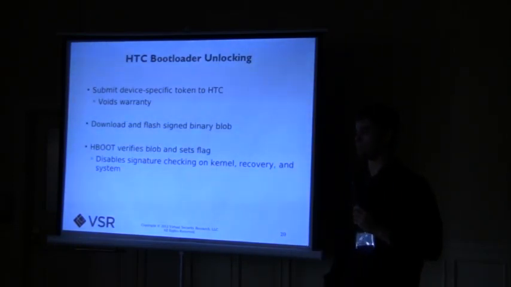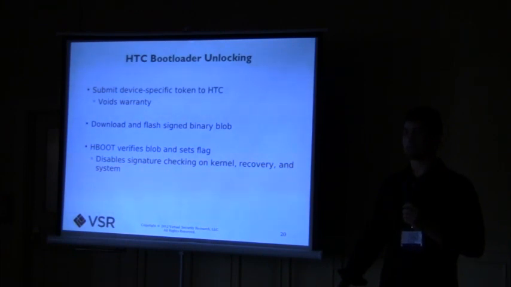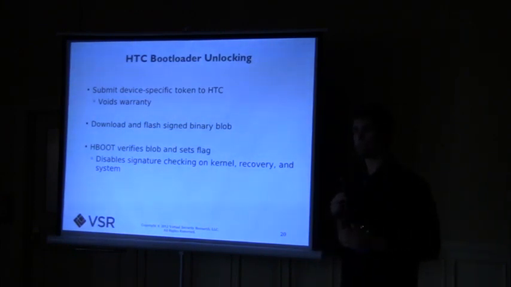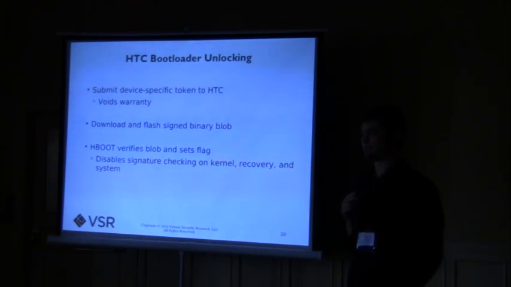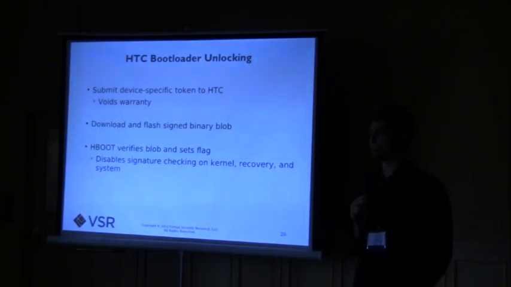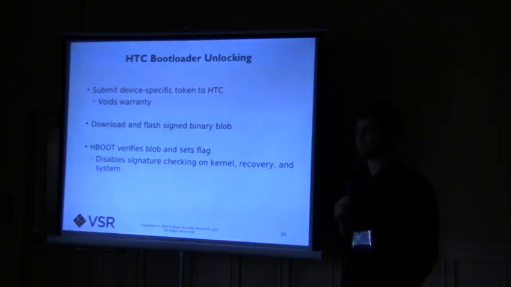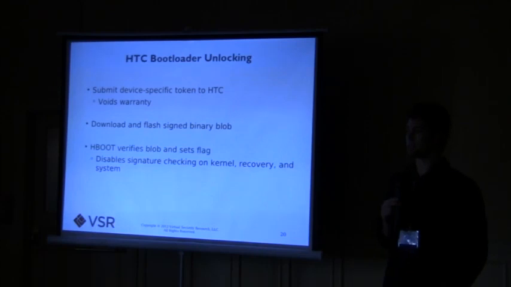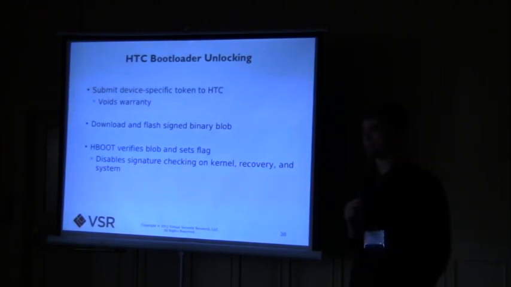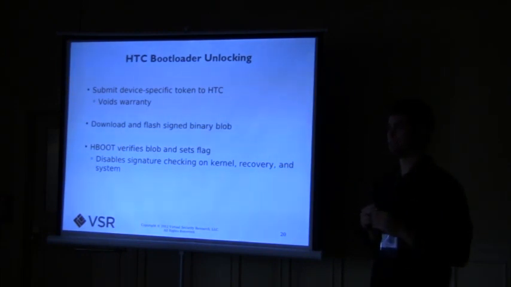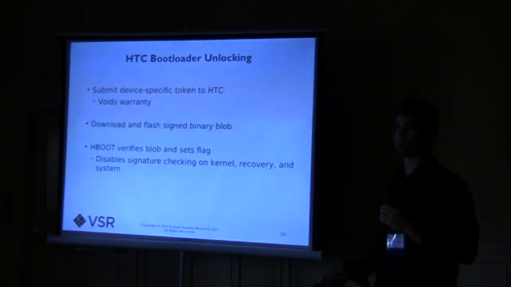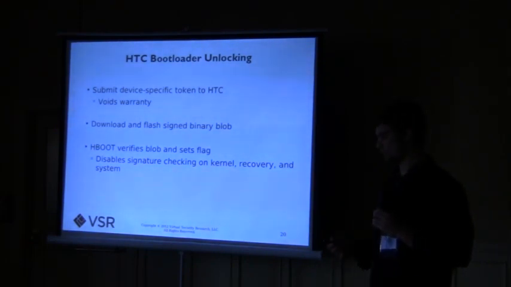And then lastly, we'll take a look at how HTC implements bootloader unlocking. The way this works is you generate a unique token on your device, and then you send it off to HTC via a website. They'll keep that on record, and it'll void your warranty, and they'll send you a signed binary blob that is specific to your device that you will download and flash to your phone. What this blob does is it's verified by HBOOT at boot time and will set a flag which will disable the signature checking. So this is a pretty elegant solution that allows carriers and OEMs to get what they want in terms of support cost and minimizing them, but also allows users to modify their devices if they're willing to sacrifice their warranty.